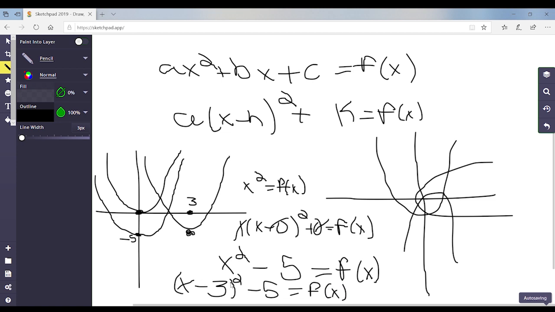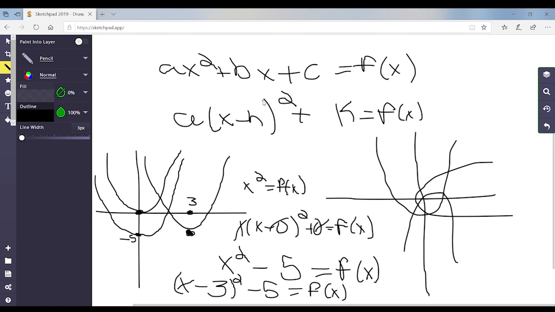So you can see why having an h value will allow you to shift it left and right horizontally. And having a k value will allow you to move it up and down. So h value for left and right, k value for up and down, right? Okay, so we've explained 2 of these.